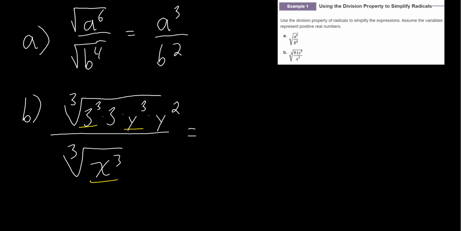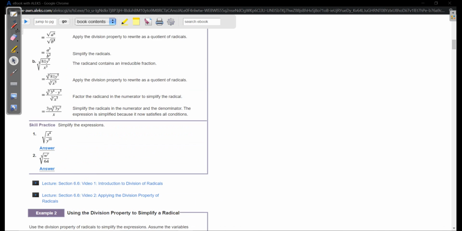Okay, so by taking out the perfect cubes, I have the cube root of 3 cubed is 3, the cube root of y cubed is y, and that's going to be on the cube root of 3y squared. And the cube root of x cubed, that's a perfect cube as well, it's just simply an x. Right, so we're just combining a lot of stuff that we've done before into these particular problems.